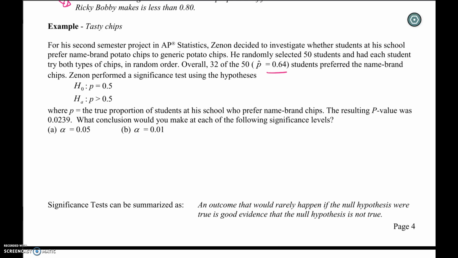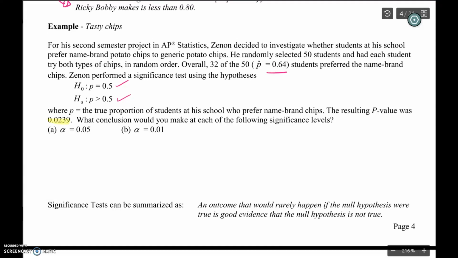He performed a significance test using these hypotheses. So he's saying the null is that it's 50% against the alternative that it's over 50%. Basically, he wants to prove that a majority like the name brand chips. Well, if the percent is over 50%, then you have found evidence of that. Where p is the true proportion of students who prefer name brand chips. The resulting p-value was, so here's my p-value.